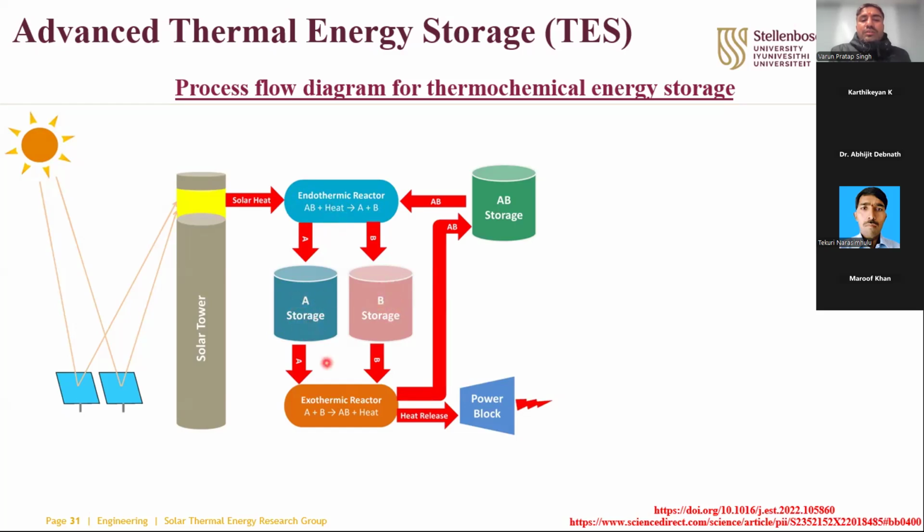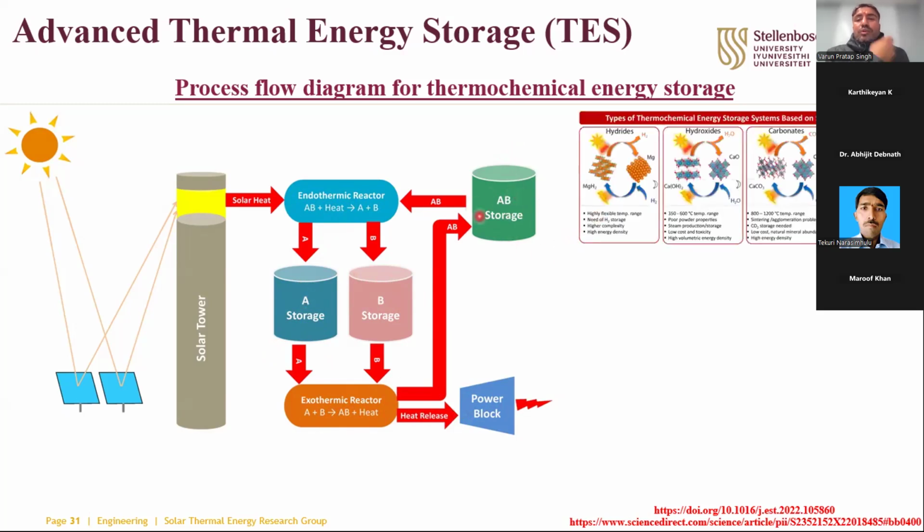And when we do exothermic reactions, they release their heat in a way that we can further utilize the power. And then again, this flow becomes AB and goes back to the endothermic reactor chamber. So the A plus B storage is the high temperature side, and the AB storage is the low temperature side. So that's how we are doing thermochemical conversions.